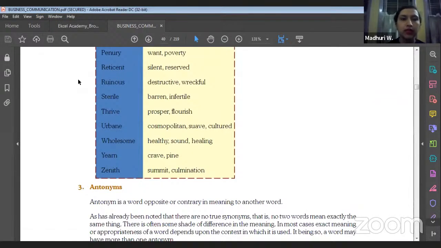Reticent is somebody who is silent or reserved, right? Sterile is barren, infertile. Urbane is cosmopolitan, suave, cultured. Okay. Wholesome is healthy, sound, healing. Yearn is to crave or pine for something. Zenith is the summit or the culmination.